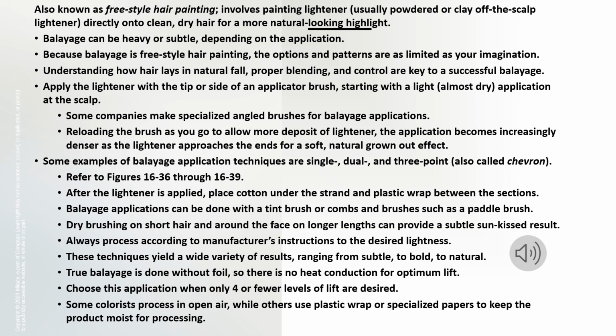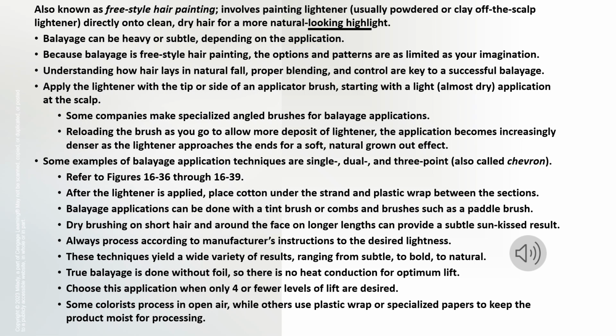After the lightener is applied, place cotton under the strand and plastic wrap between the sections. Balayage applications can be done with a tint brush or combs and brushes such as a paddle brush. Dry brushing on short hair and around the face on longer lengths can provide a subtle sun-kissed result. Always process according to manufacturer's instructions to the desired lightness. These techniques yield a wide variety of results, ranging from subtle to bold to natural.